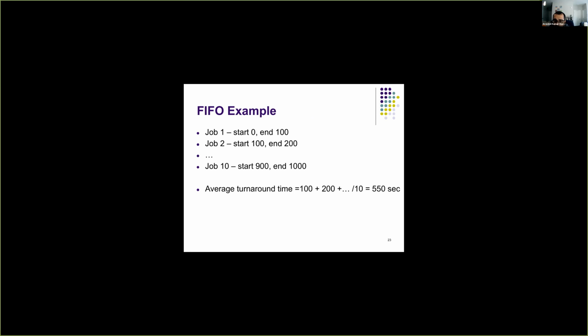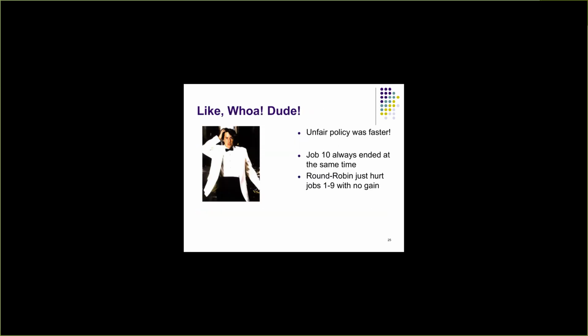Looks like the unfair policy was actually better, right? The unfair policy's average turnaround time seems to be better than the fair scheduling, round robin scheduling. So this just shows a hint of why we cannot have a policy that's always good at all times.